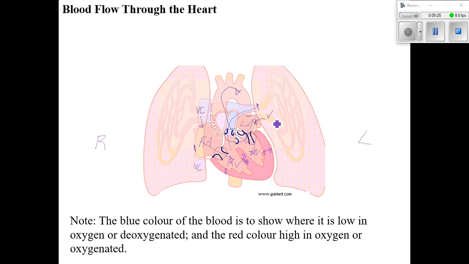So this one from the left lung and this one from the right lung, they're carrying blood back to the heart. They are veins. Blood vessels associated with the lungs are called pulmonary. So these are the pulmonary veins. Arteries carry blood away from the heart.